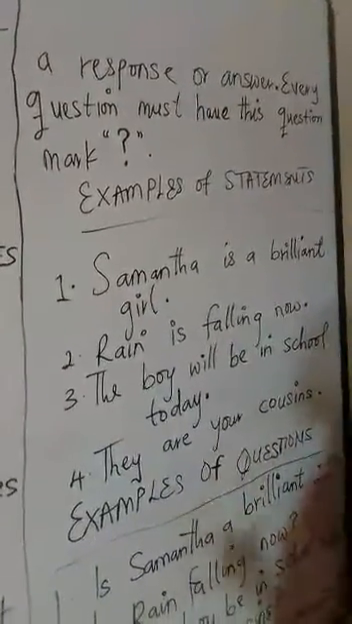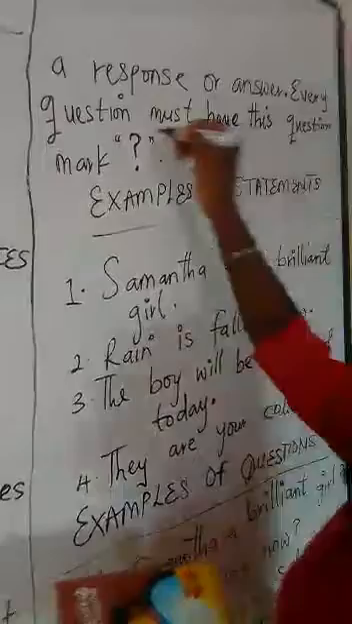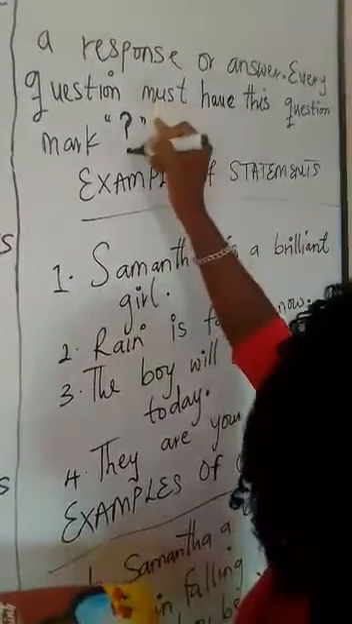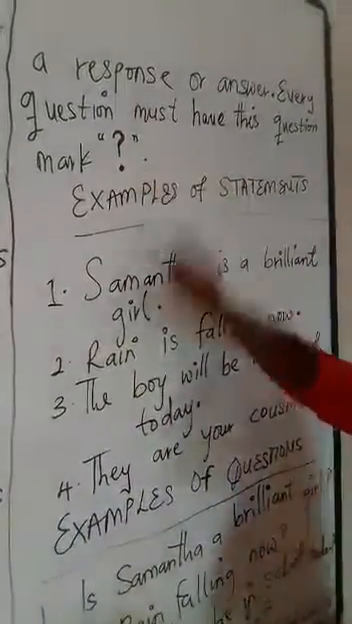How to know a question? A question must have a question mark. And as you can see, here is the question mark boldly written. This is the question mark symbol. This is the way it's written. So once you ask a question, what follows should be the question mark.